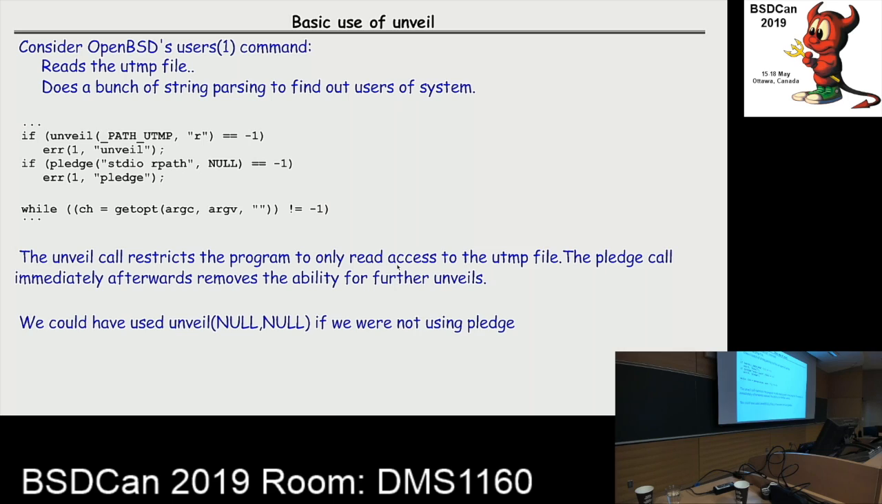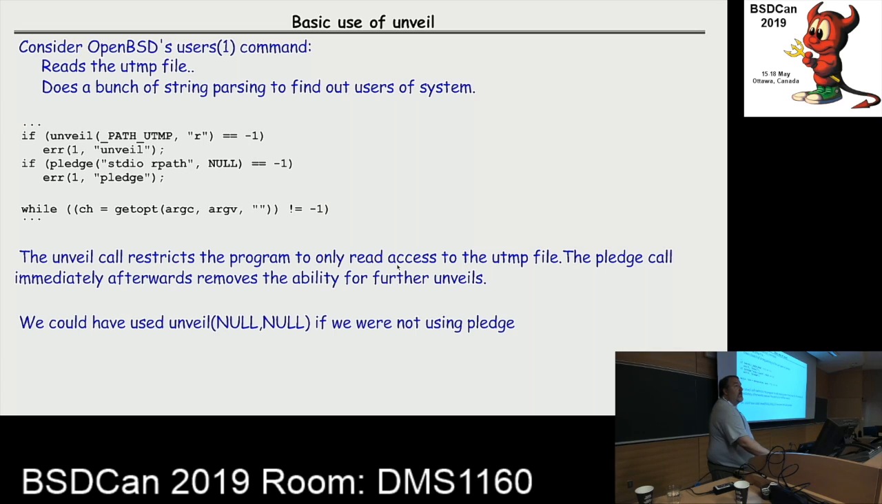Okay? But if you actually look at that call, the unveil up top makes it more restrictive, because the pledge just says you can do any reads in the file system. The unveil says the only thing you're going to find is UTEMP. So if you happen to break into users and try to get users to read an SSH key, it's not going to do it. It won't exist. We could have unveiled null null if we weren't pledging.